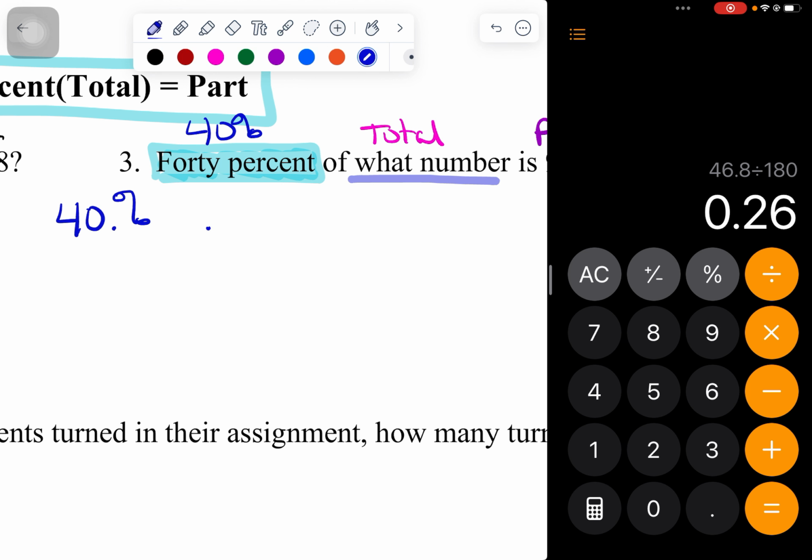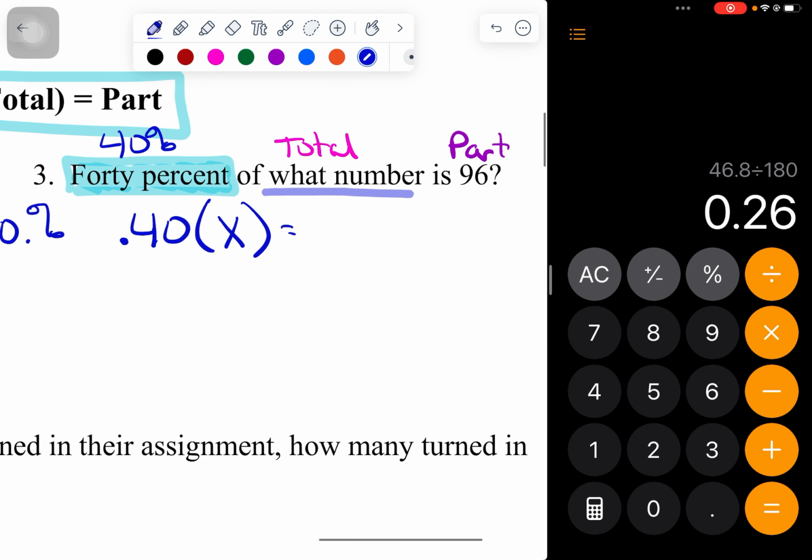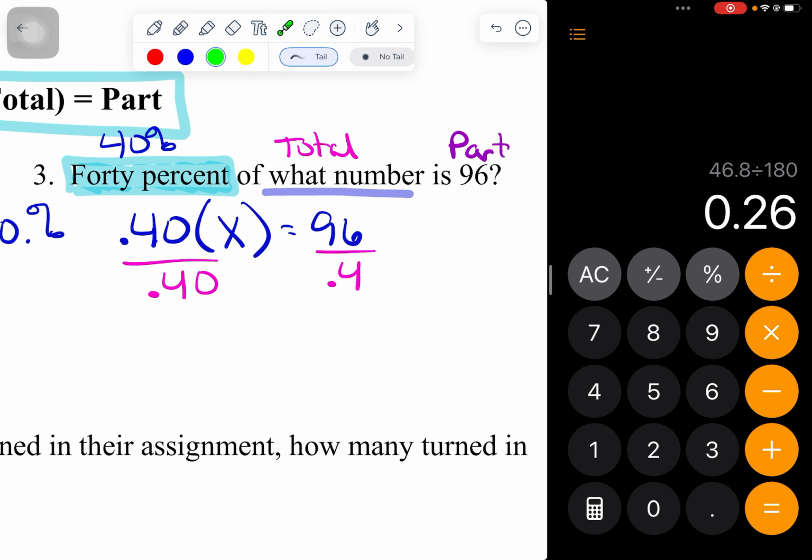Now, you could write down 0.40. This 0 at the end is irrelevant. I'll leave it in there, but you don't need it. Okay. Times the total. I don't know what the total is. That's the question. Is 96. All right, so 40% of what number is 96? Well, since I'm trying to figure out what x equals, let's go ahead and divide by 0.4 or 0.40. Again, that 0 at the end isn't going to do anything mathematically.